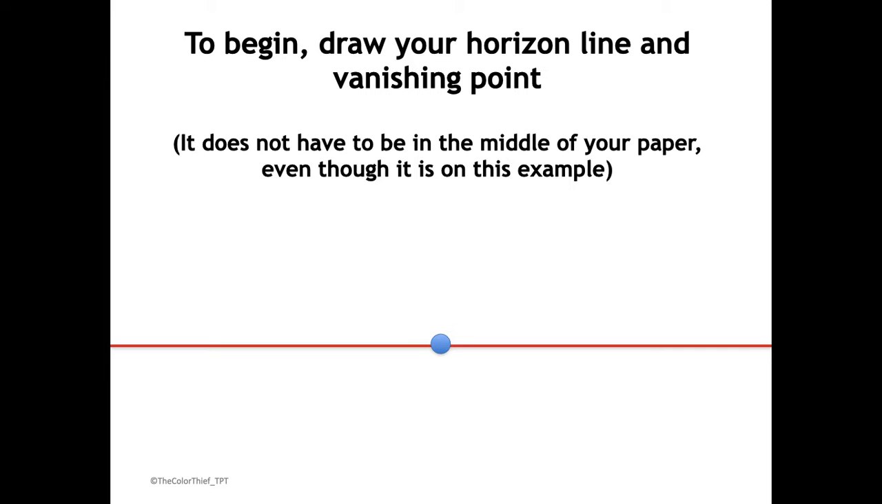You're going to begin by placing your sketchbook in front of you horizontally. That means side to side. You are then going to draw a horizon line in the middle of your paper. Disregard what it says here. I want it in the middle. You are then going to choose a vanishing point, again in the middle of your paper.